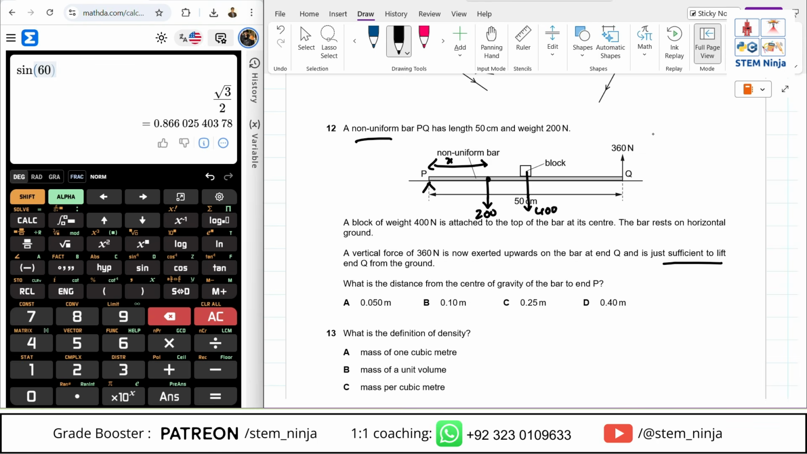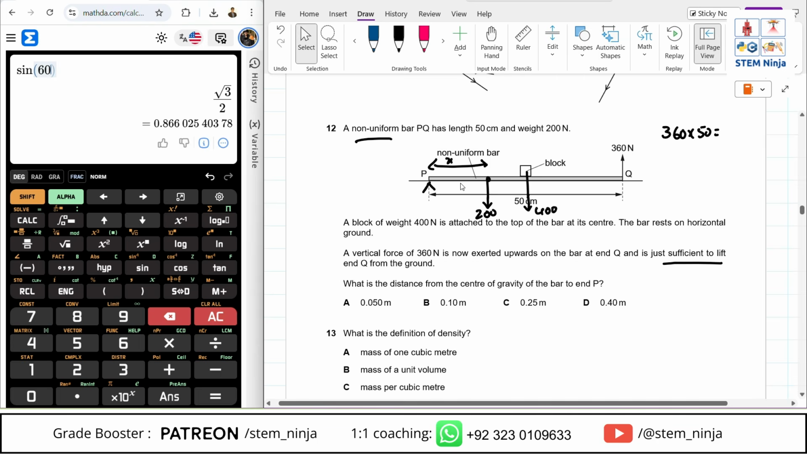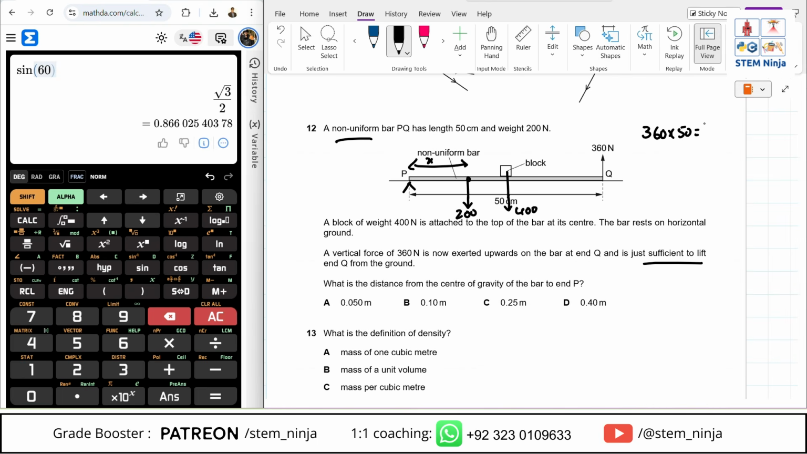Okay. Now, since it is just sufficient to lift the end Q from the ground, let's still assume equilibrium. So moment clockwise equals anti-clockwise. So 360 times 50 equals 200 times x plus 400 times, sorry, 25.